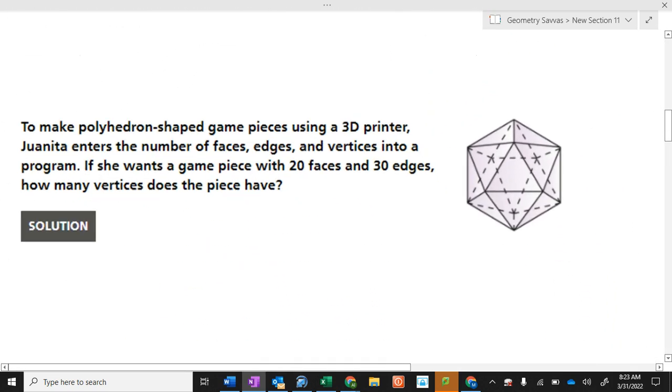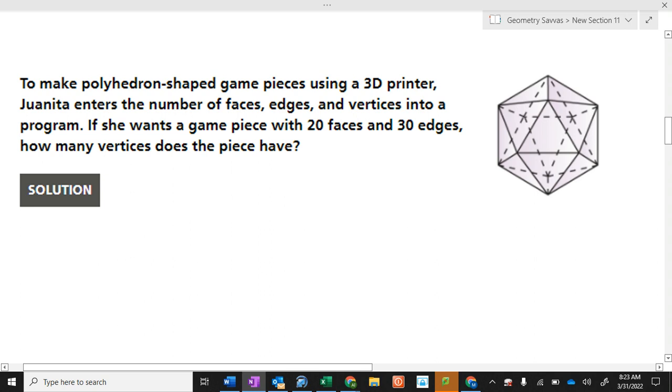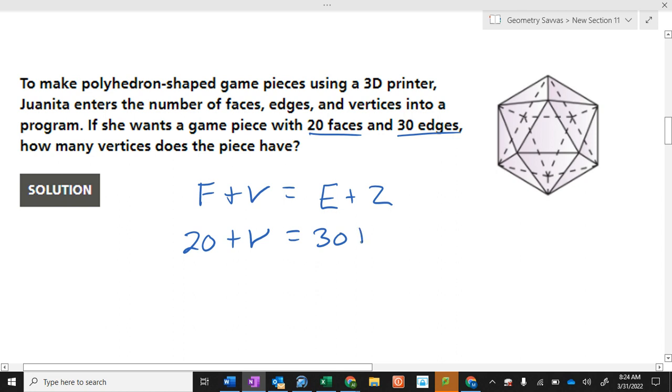Okay, so we're going to apply that to something like this. Okay? All right, Dungeons and Dragons people, whoever plays that, you see dice like this that they roll, and it comes up with one of the sides up. Okay? So it has 20 faces and 30 edges. How many vertices will it have? Well, F plus V equals E plus 2. It has 20 faces. We don't know how many vertices, and it has 30 edges. How do we solve that? We subtract 20. How many vertices will it have? 12. 1, 2, 3, 4, 5, 6, 7, 8, 9, 10, 11, 12 vertices.